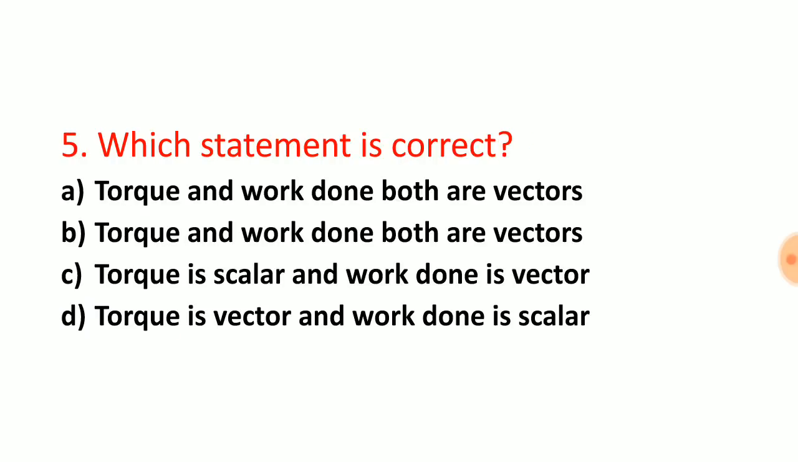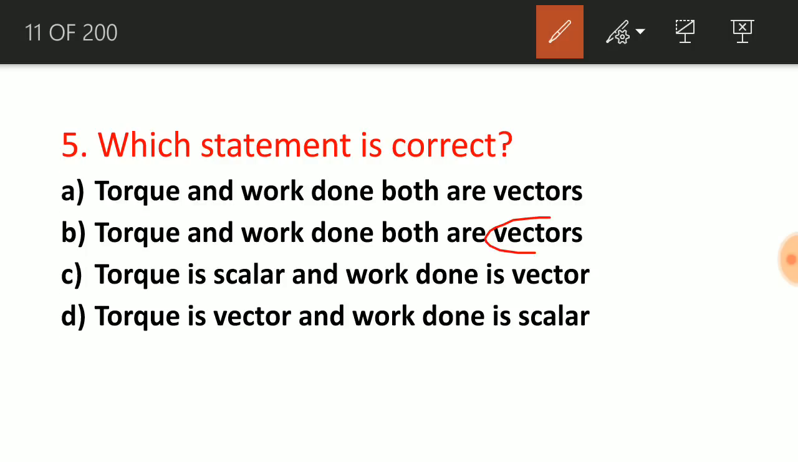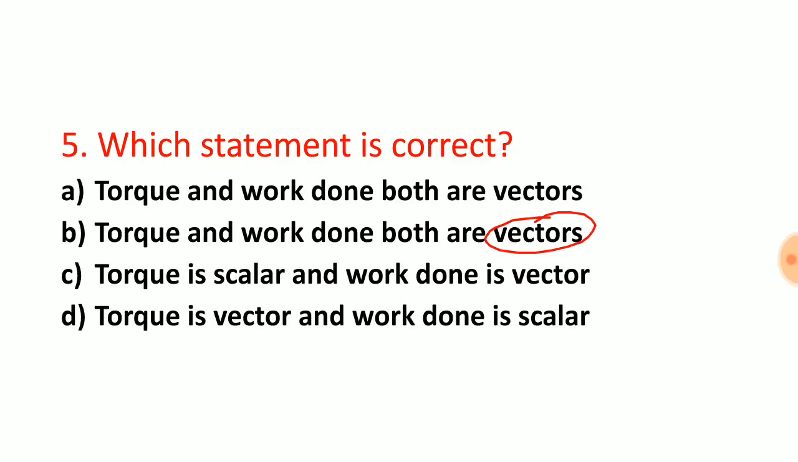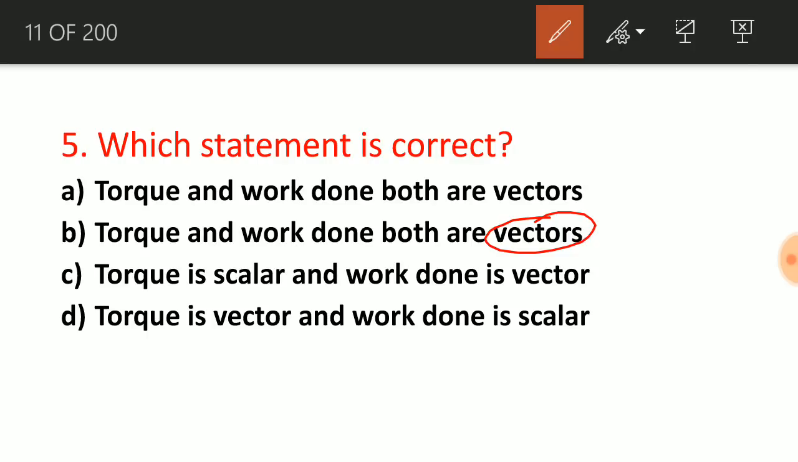Now let us see question number 5. Which statement is correct? Torque and work done both are vectors. Torque and work done both are scalars. Torque is scalar and work done is vector. Torque is vector and work done is scalar. Among these options, D is the correct answer. Torque is a vector quantity and work done is a scalar quantity.